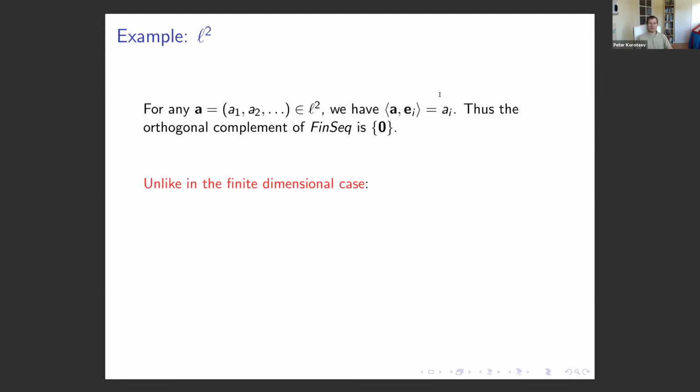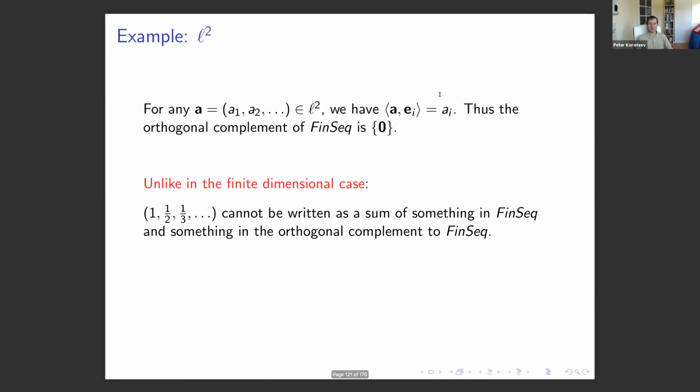Now you can see here that, unlike in the finite dimensional case, this sequence 1, 1/2, 1/3 cannot be written as the sum of something in fin-seq and something in the orthogonal complement to fin-seq. Remember, in the finite dimensional vector space case, if you take the orthogonal complement of the orthogonal complement, we return back the same subspace, but here this is not the case.